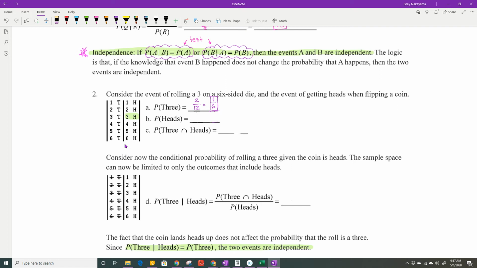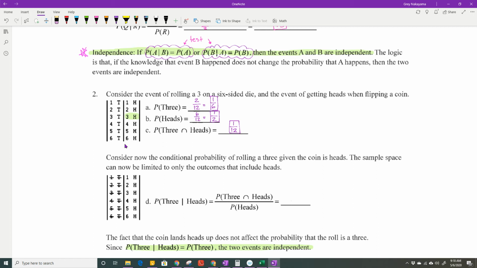What's the probability of getting heads? Well, how many outcomes, I should say, have a head in them? Each of these is an outcome. How many outcomes have heads? That's 6 out of 12, which is 1/2. So what is the probability of 3 and heads? How many of those outcomes have a 3 and a heads? I highlighted it in green, and that, of course, is 1 out of 12.